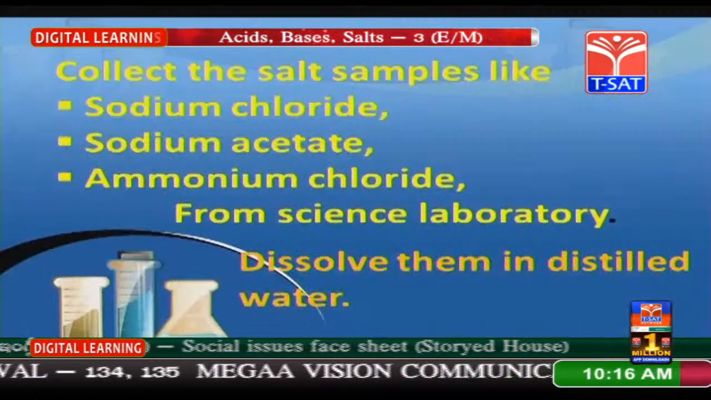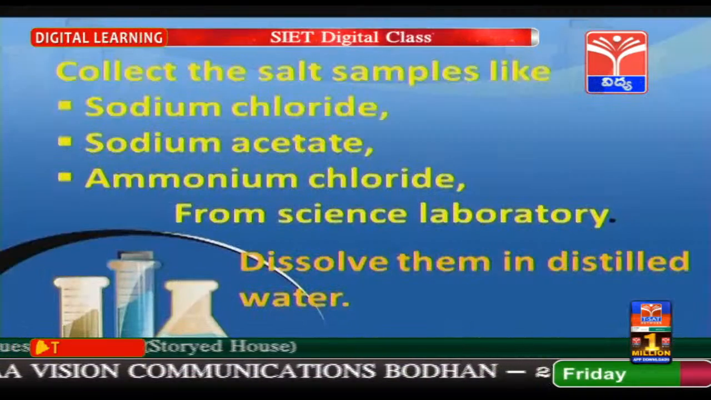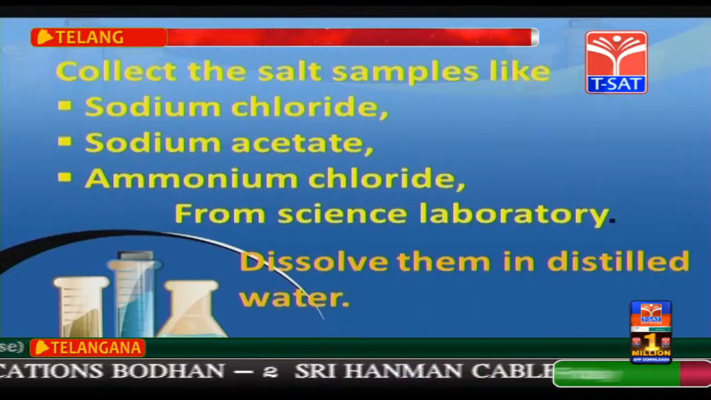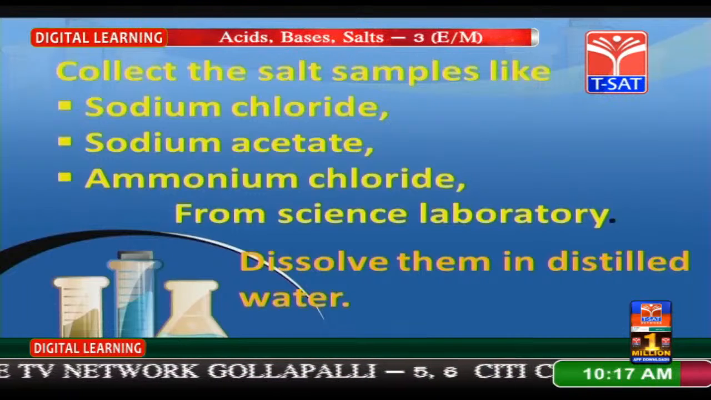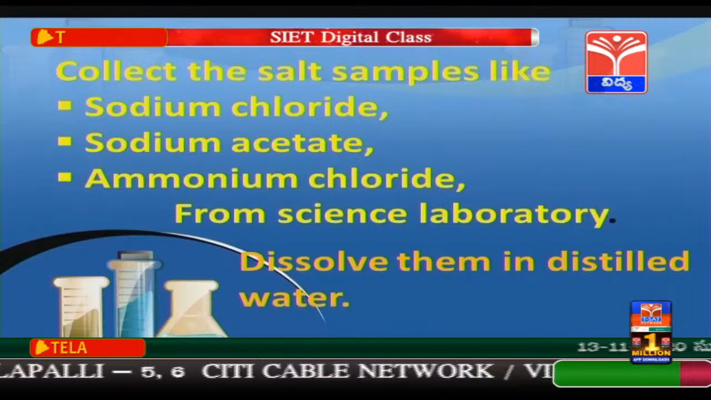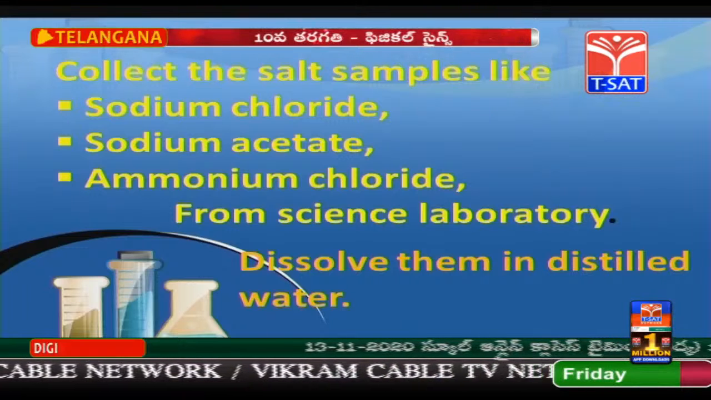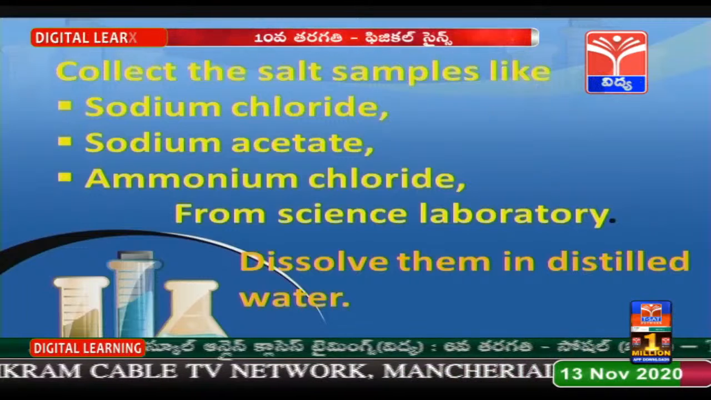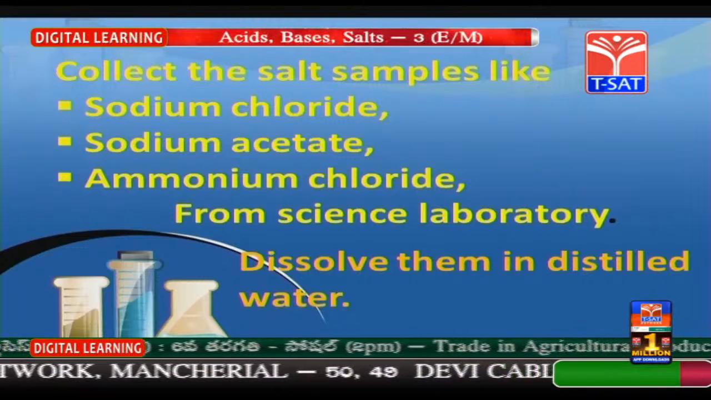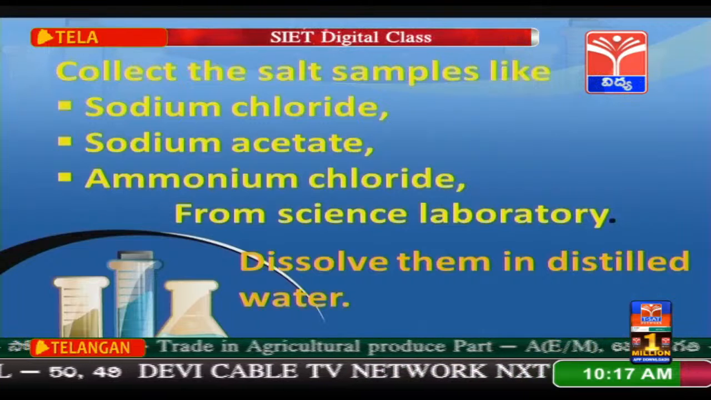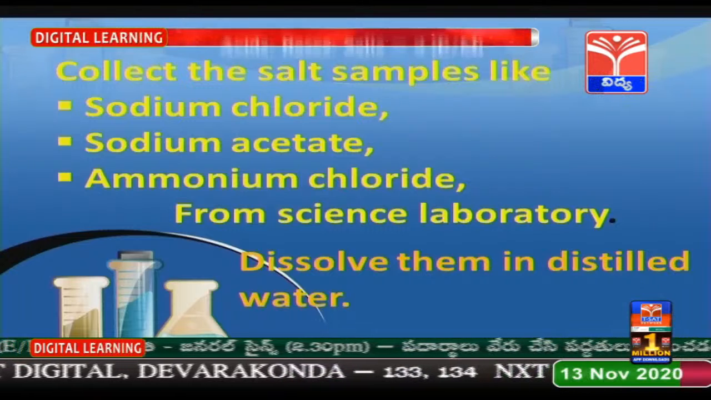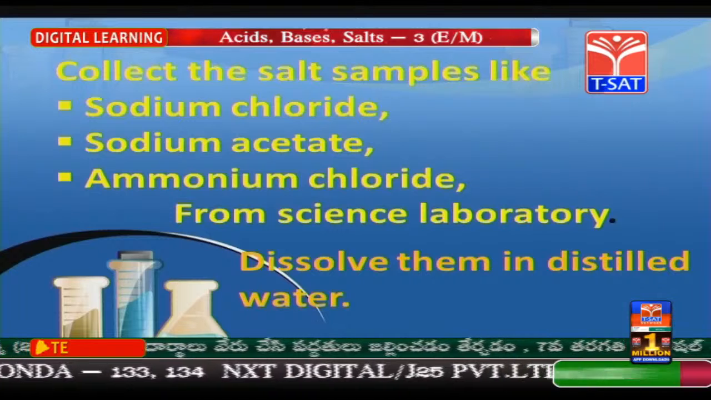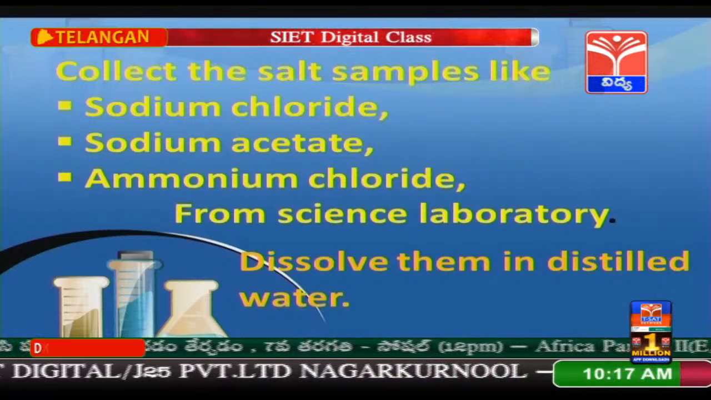Now, from our laboratory, collect samples like sodium chloride, sodium acetate, and ammonium chloride, and dissolve them in distilled water. Whenever you dissolve these salts in distilled water, they dissociate into ions. What are the ions formed here? Sodium chloride gives sodium ions and chloride ions. Sodium acetate gives sodium ions and acetate ions. Ammonium chloride gives ammonium ions and chloride ions.